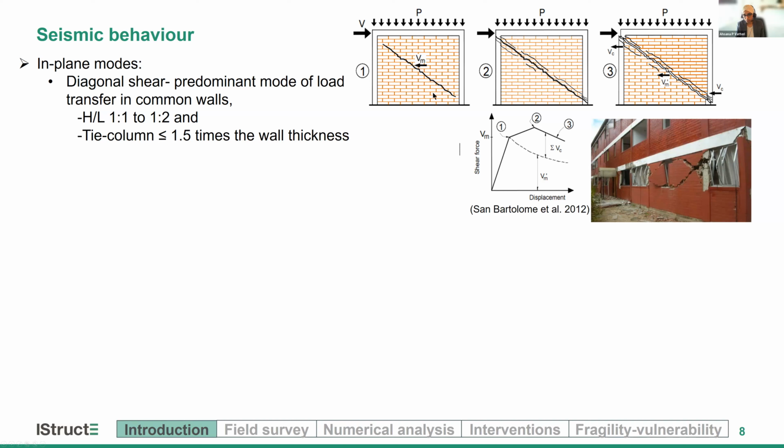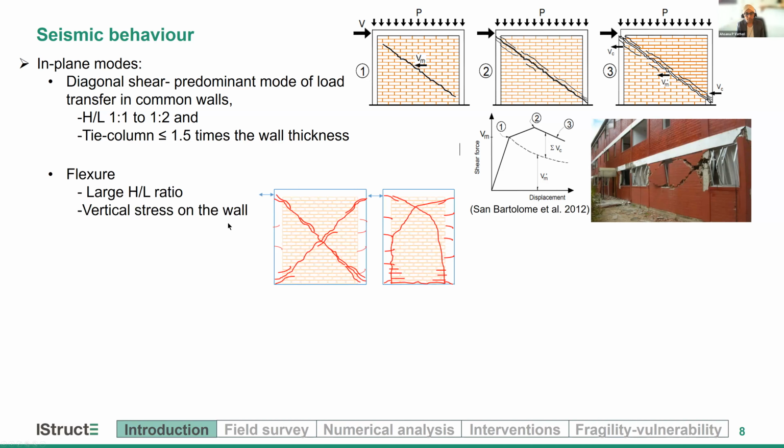As you can see, the load-bearing masonry starts taking the lateral loads, and once they have significant cracking, the tie columns start taking further load. So this lets the building accept lateral load while preventing total disintegration, as you can see from this force versus displacement curve here.